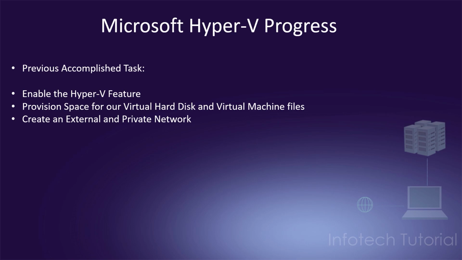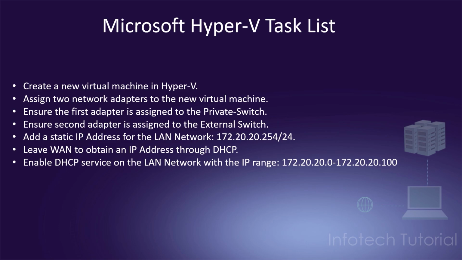Now, before we start, let's create some tasks for ourselves to ensure that we're on the right track. And here's what we would like to accomplish. So first, we want to create a new virtual machine in Hyper-V. We'll assign 2 network adapters to our new virtual machine. We'll ensure the first adapter is assigned to the private switch. We'll ensure the second adapter is assigned to the external switch.